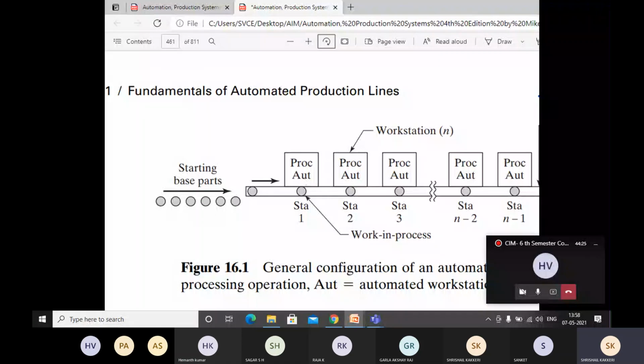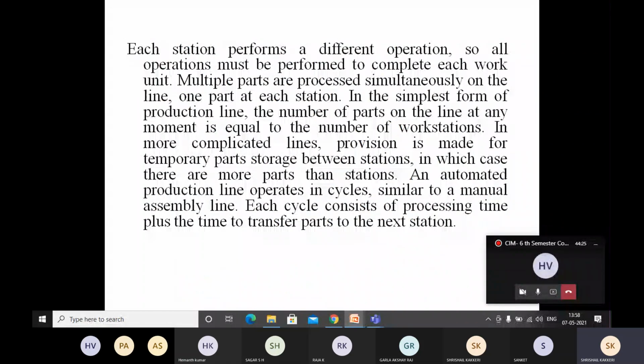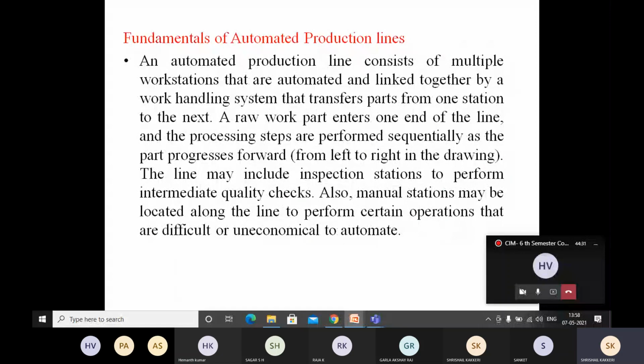Here what I have given: an automated production line consists of multiple workstations that are automated and linked together by work handling systems that transfer the part from one station to the other station. The raw work part enters one end of the line, that means from left to right. The line may include inspection stations to perform immediate quality checking.